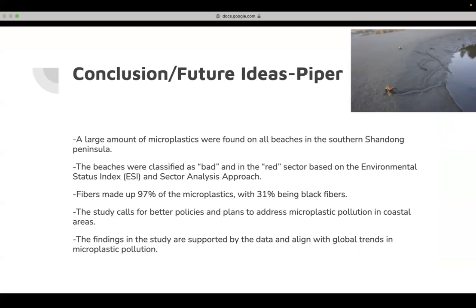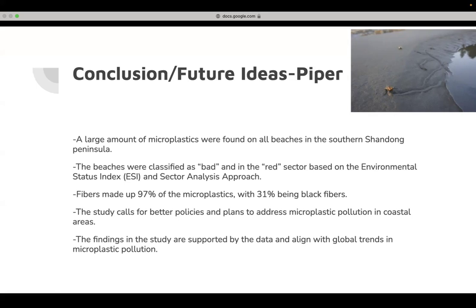My name is Piper Atkins, and I was also assigned to do the conclusions and future ideas of the paper. So I'm going to be talking about the major conclusions as well as future directions of the paper and how humans should care about this idea. A high number of microplastics were found on all beaches in the southern Shandong Peninsula. These beaches were classified as bad and in the red sector based on the Environmental Status Index, the ESI, and sector analysis approach. Fibers made up 97% of the microplastics, with 31% being black fibers.